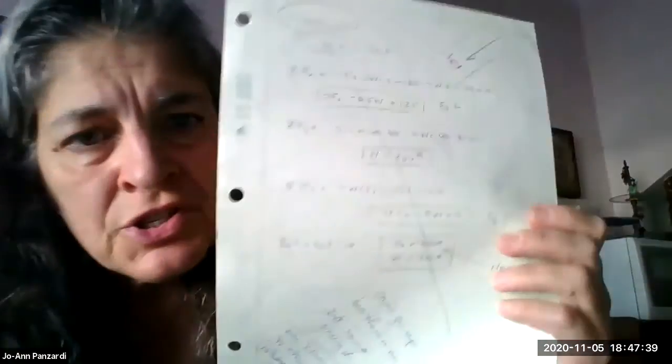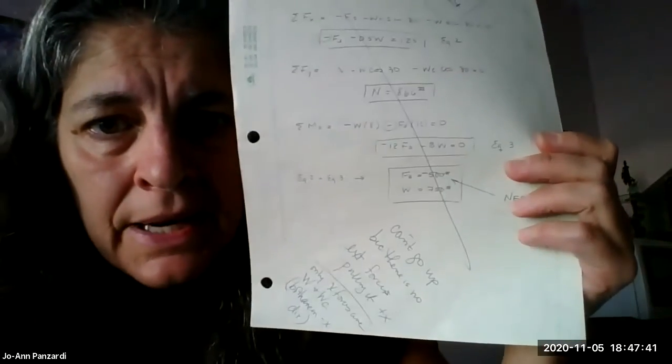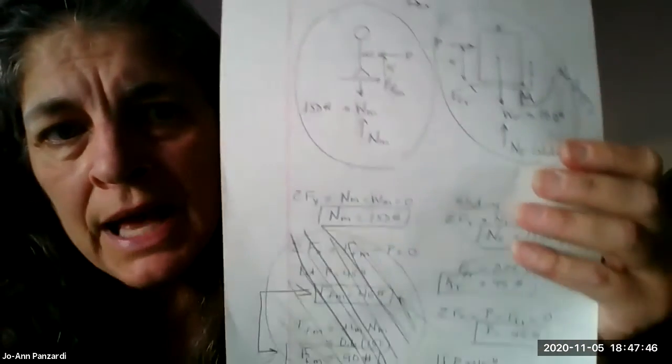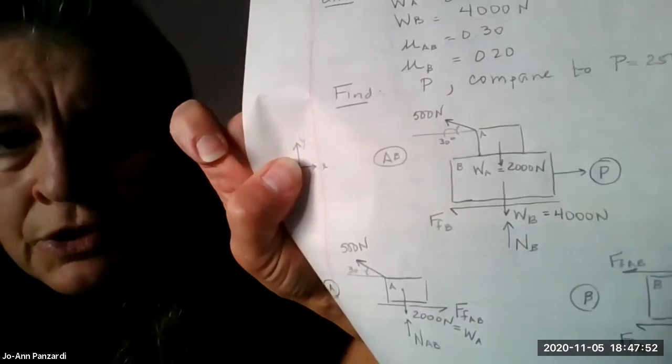So what I'll do is I'll post everything. I'll post this one with the cylinder sliding up and how I got a negative. I'll post the refrigerator problem with both the refrigerator analysis and the man. And then I'll post the two block problem.